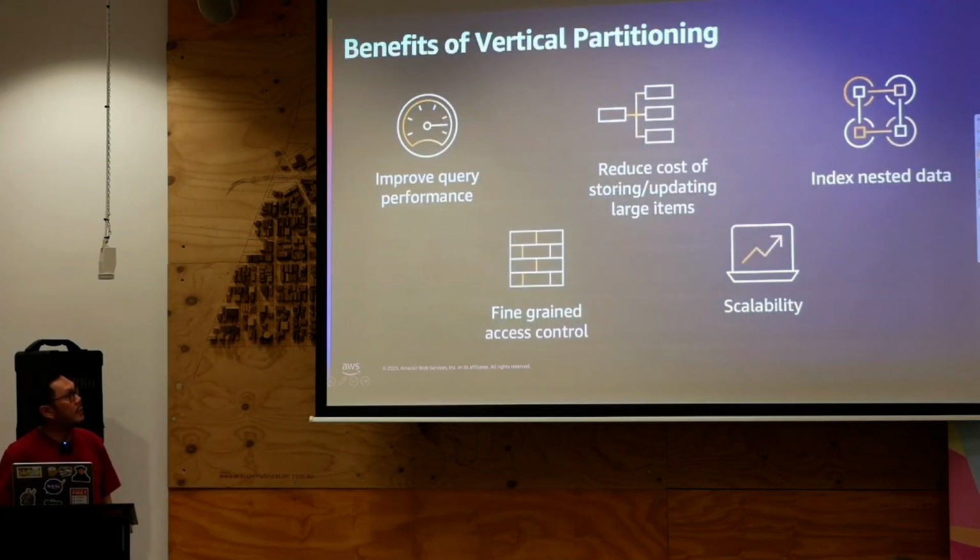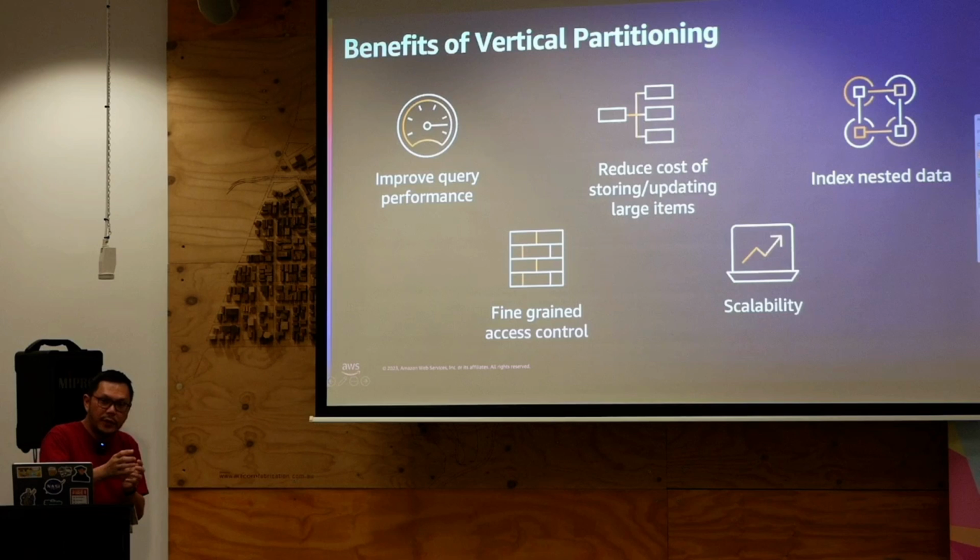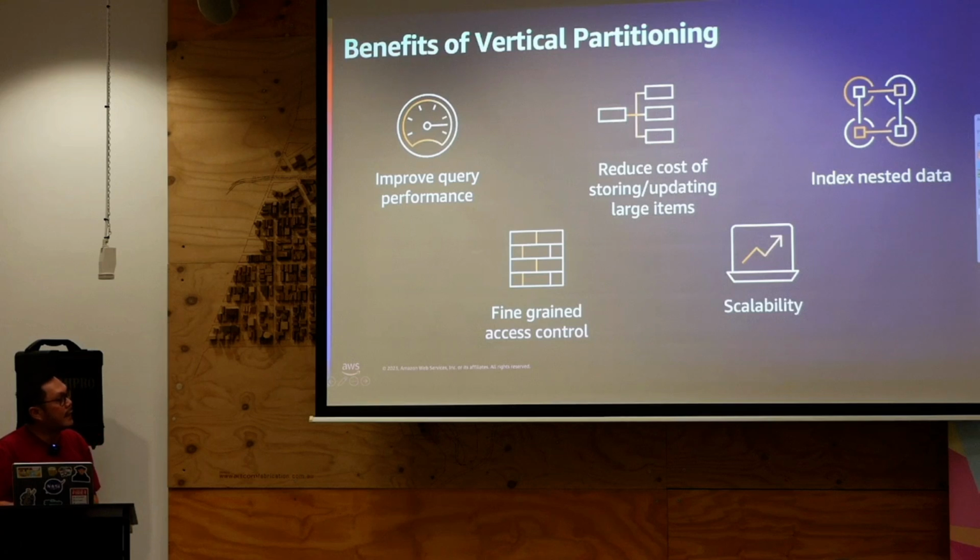Right. So the benefits of vertical partitioning: improved query performance, right? Because it reduces the cost of storing and updating a large item, because you only work with the particular line of the item that you want to update. And then you index the nested data. Now, if you want to get a particular order line for your order, you can get it rather than grabbing everything, right? Because of that sort key, you index the nested data.